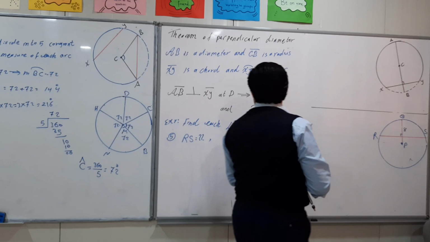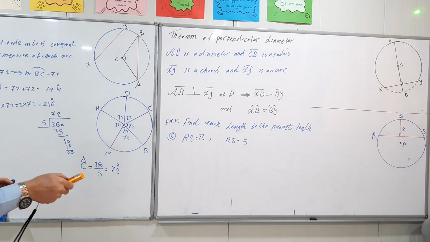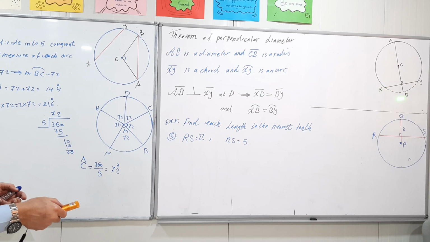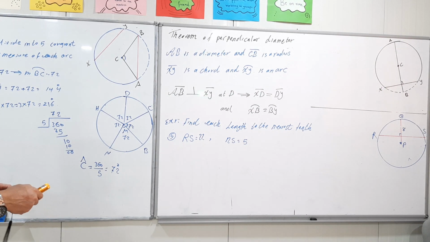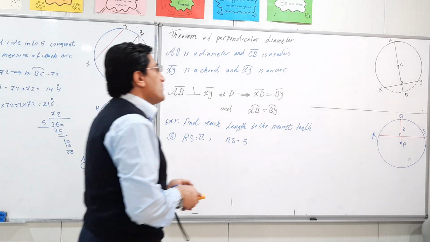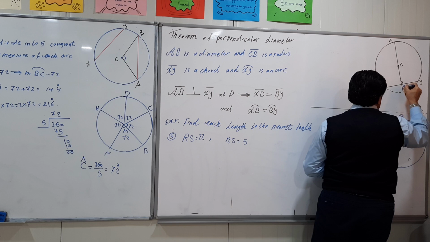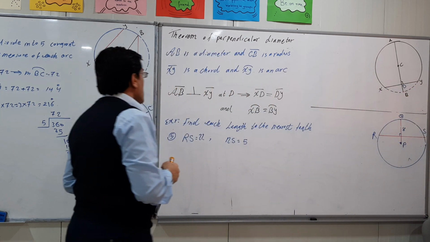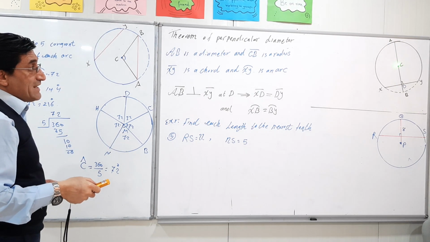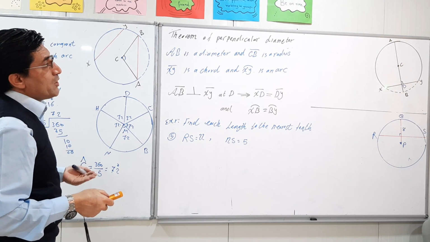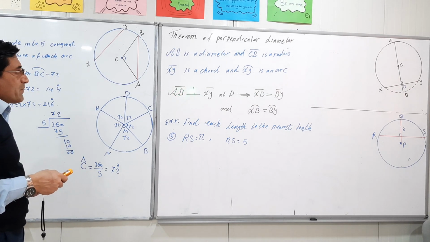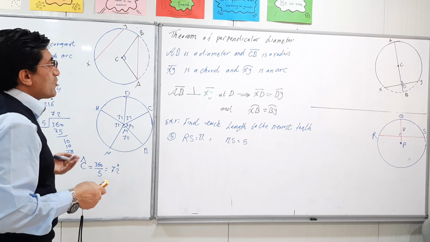Now, what is the relation between this diameter, this chord, and this arc, chord XY and arc XY? AB is perpendicular to chord or segment XY, at point D. This is point D. So where a diameter or radius, you can say diameter AB or radius CB, is perpendicular to segment or chord XY at D.